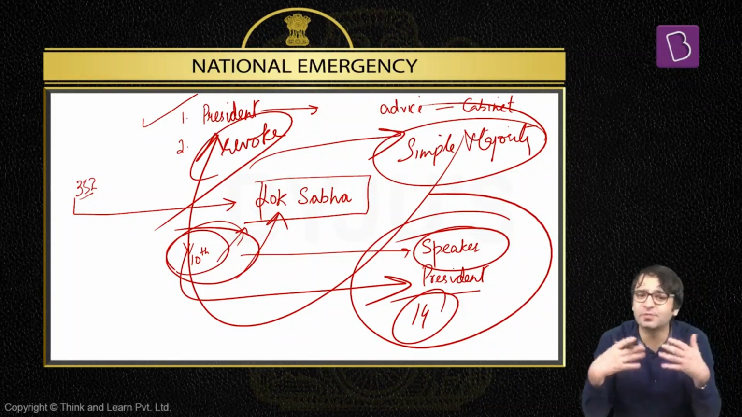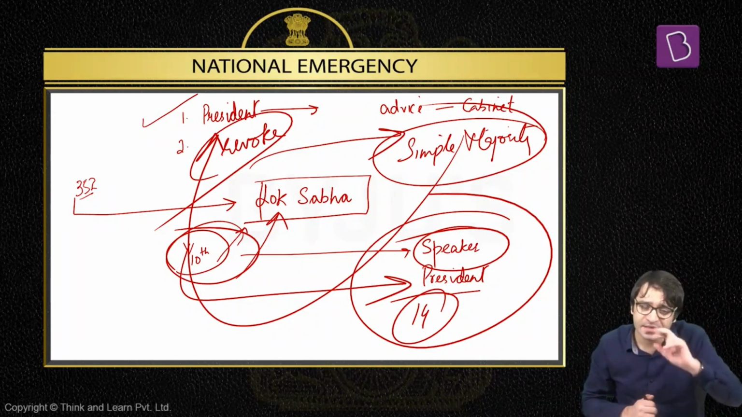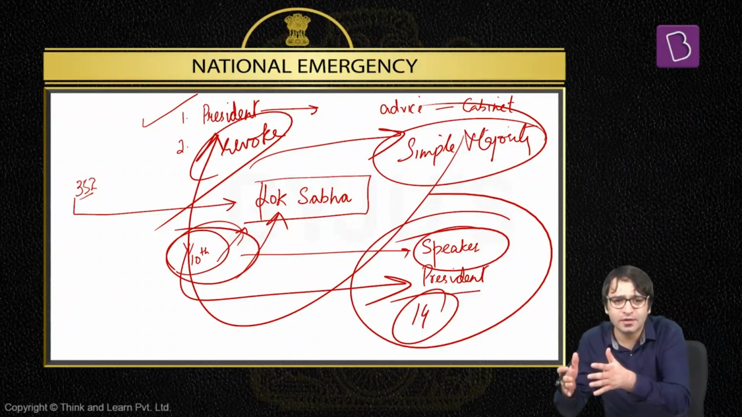But then how can national emergency be revoked? It can be revoked at any point in time by the president, but only on the basis of the written advice of the cabinet. Second, if Lok Sabha approves national emergency, Rajya Sabha does not, national emergency is revoked. If Rajya Sabha approves national emergency, Lok Sabha does not, national emergency stands revoked.